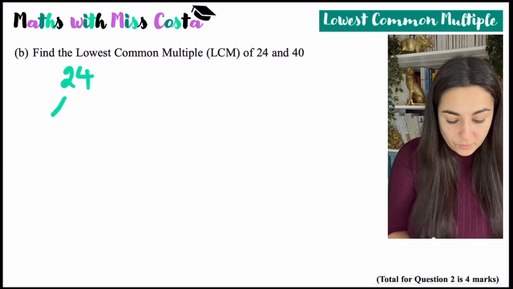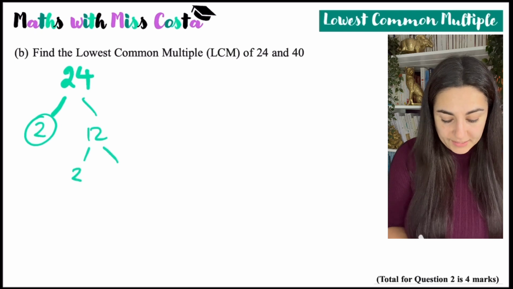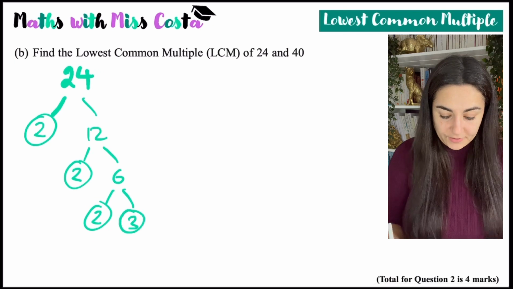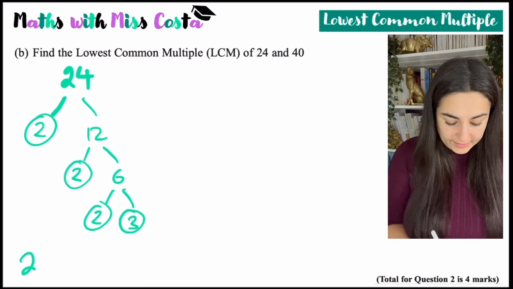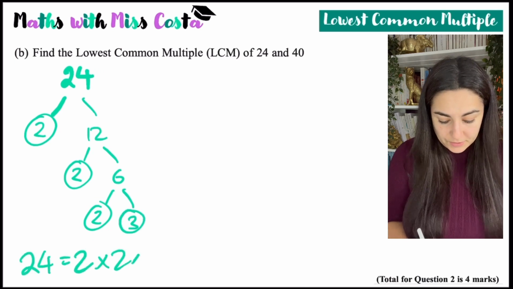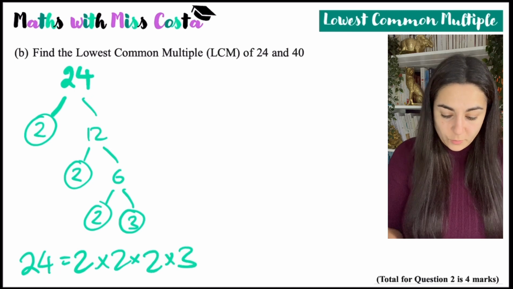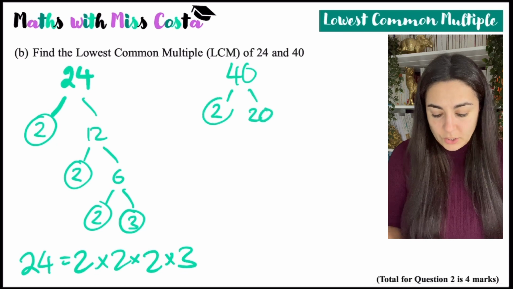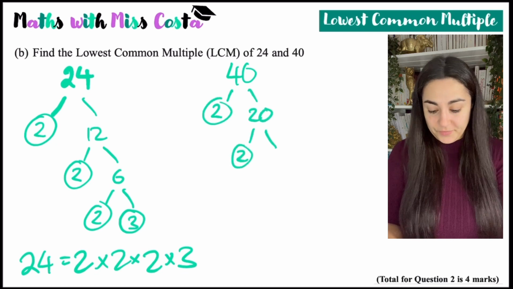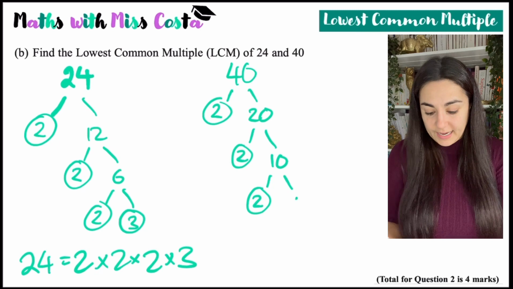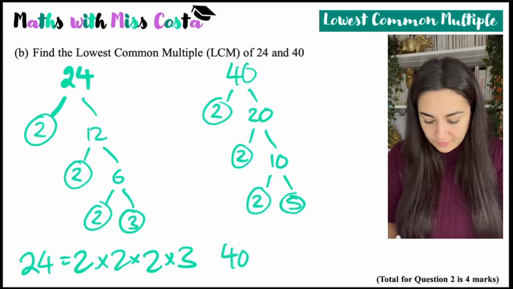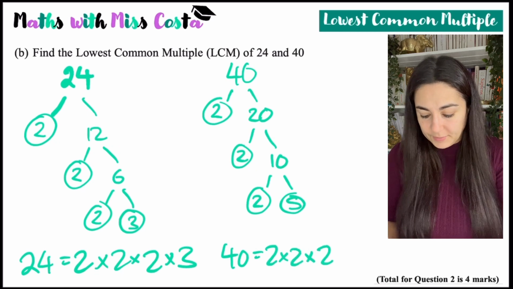So we've got 24. So we've got 2 times 12 makes 24. Circle the 2. 2 times 6 makes 12. And then 2 times 3 makes 6. So 24 is 2 times 2 times 2 times 3. And 40 would be 2 times 20, 2 times 10, 2 times 5, and that's your factor tree done. So 40 would be 2 times 2 times 2 times 5.